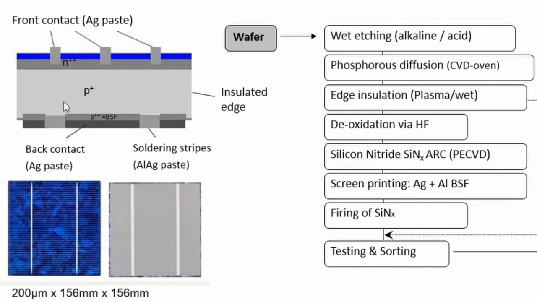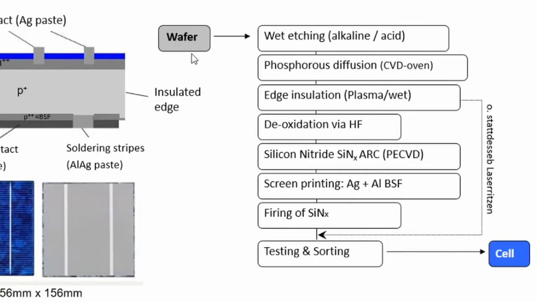Additionally, you have the contact here in front, usually a silver paste. And the back part, as I was telling you, can also be silver, but more modern solar cells have aluminum stripes on the back part. To avoid reflection, you have an anti-reflection coating indicated in a blue color here.